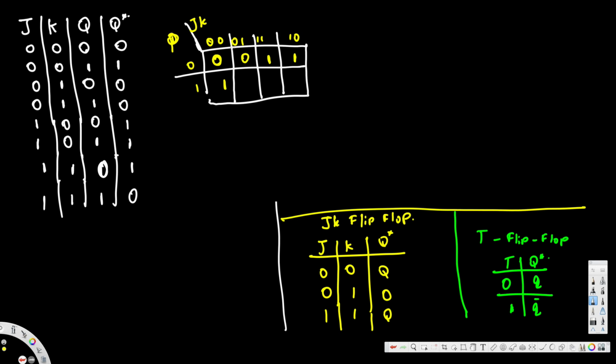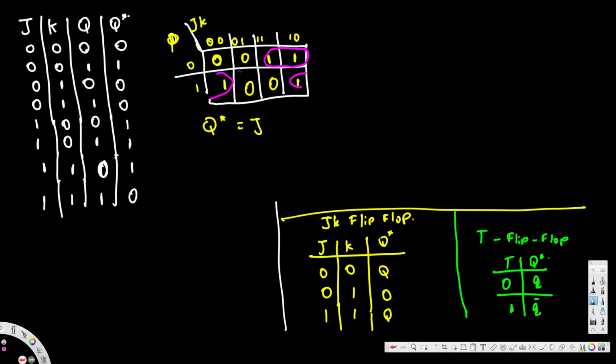And when JK is 0, 1 and Q is 1, we get 0. When JK is 1, 1 and Q is 1, we get 0, and 1, 0, 1, we get 1. Okay, now from this one we can solve for Q asterisk. If we connect this one like this, we can group these together, and this one we can group together too.